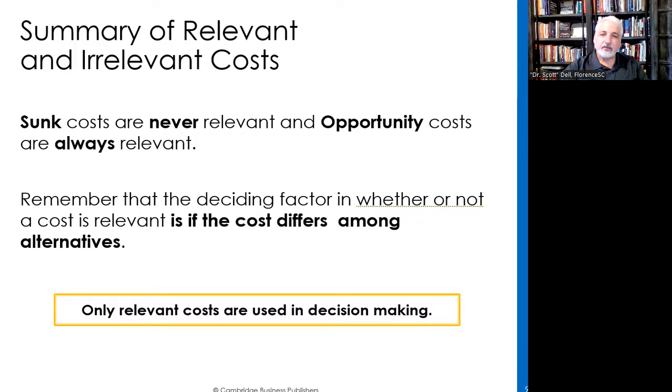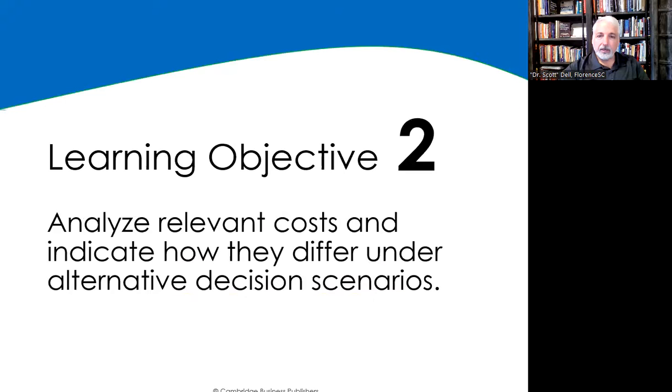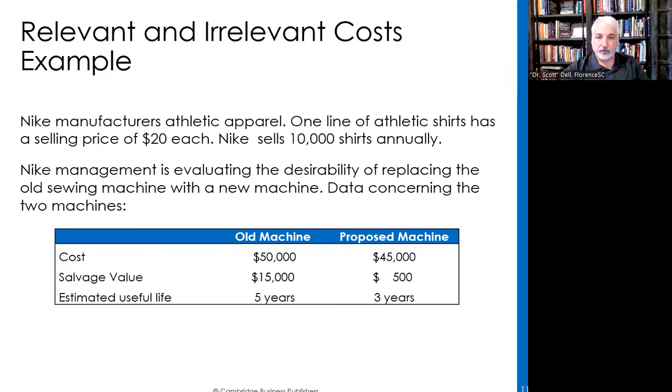The deciding factor in whether or not a cost is relevant is whether the cost differs among the alternatives. So the marginal change between two, three, four alternatives, that is what is relevant in our decision-making process. I'm going to wrap up this section and we're going to continue onward with analyzing relevant costs and looking under different decision scenarios. So here's Nike.